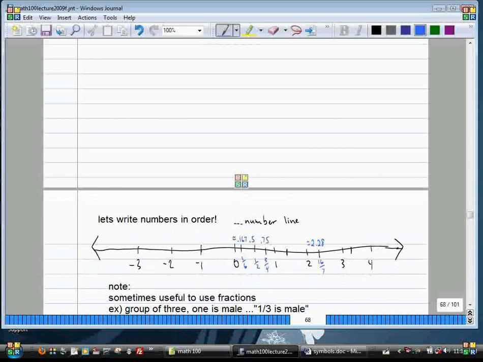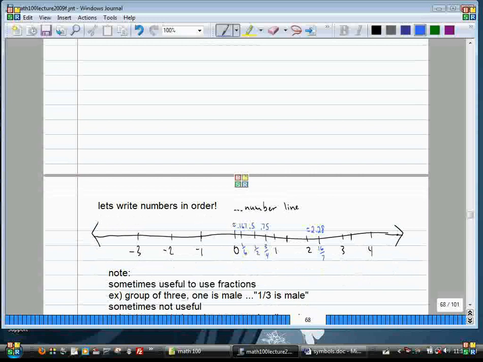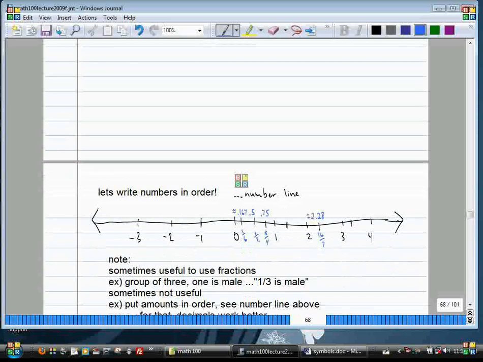Sometimes it's not useful. When you're trying to put numbers in order, some fractions are easy. 1/2, 3/4, those are easy. But what if I said 97 over 12? Well, that will require some work. So sometimes, if we're trying to put things in order, fractions aren't the most useful thing. In that case, decimals might work better.